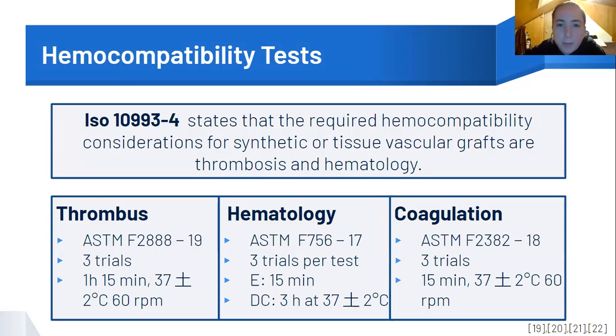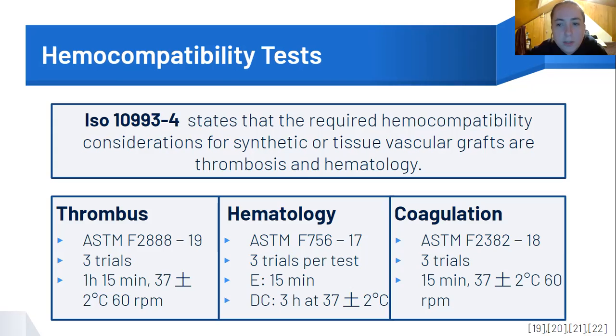For hemocompatibility tests, the international standard states that for synthetic or tissue vascular grafts, tests determining the device's thrombogenic and hematologic properties are required, and they will also test the effect on blood coagulation. The 3 ASTM standards are shown on this slide. For all of these experiments, 3 trials are conducted. For the thrombosis test, black rubber will be used as a positive control, and high-density polyethylene will be used as the negative control. Platelet and leukocyte count is determined after the samples are exposed to fresh human blood.